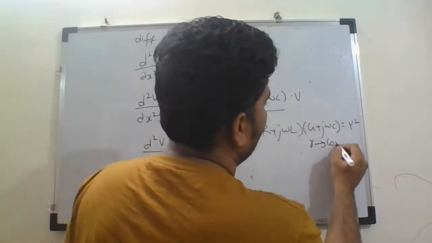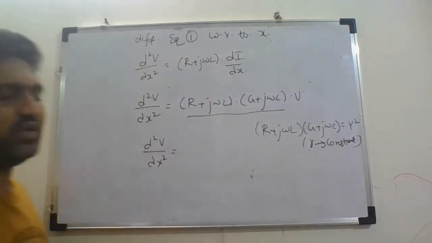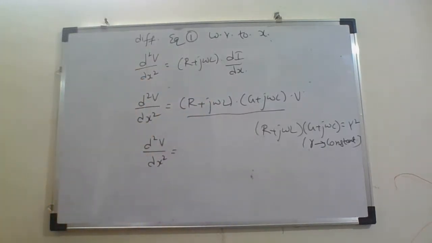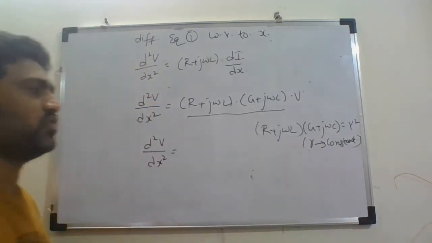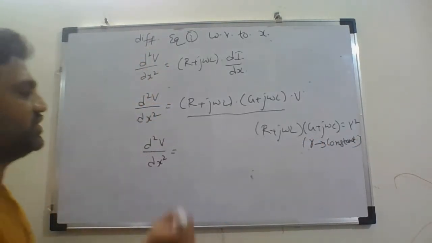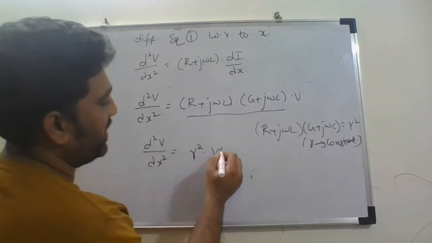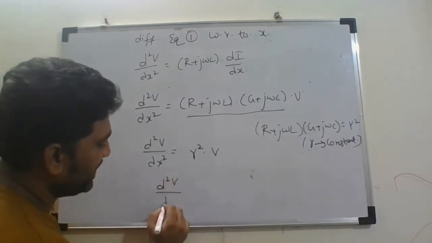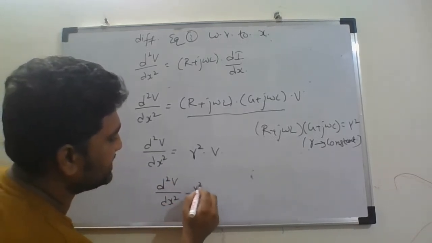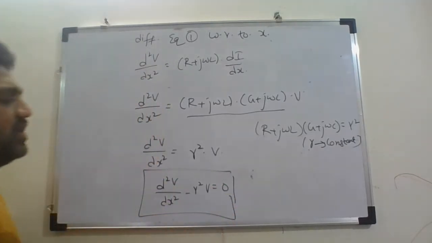What is this constant? We will discuss it in the next video. Let us assume, as of now, that (r plus j omega l) into (g plus j omega c) is equal to some constant gamma square. Therefore, d square v by dx square is equal to gamma square v, or I can also write this as d square v by dx square minus gamma square v is equal to 0. So this is the expression for voltage.